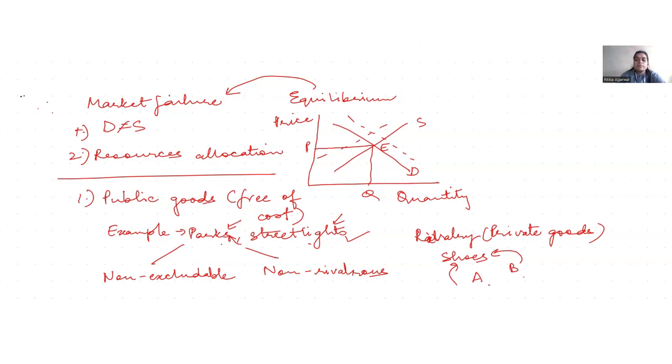Anyone? What is externality? When the cost is borne by the third party, or... Correct, absolutely. So only cost, Shaurya, or anything else? Cost or benefit. Benefit. Correct. So when cost or benefit is borne by the third party, then this is called externality.